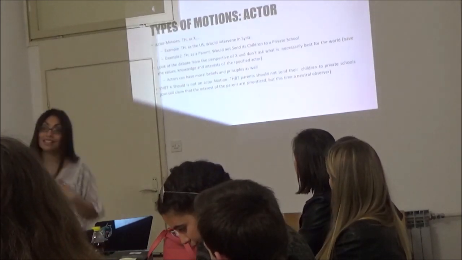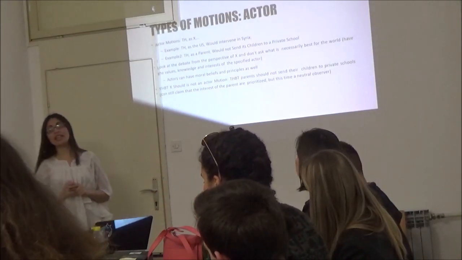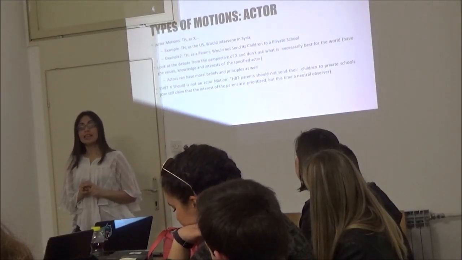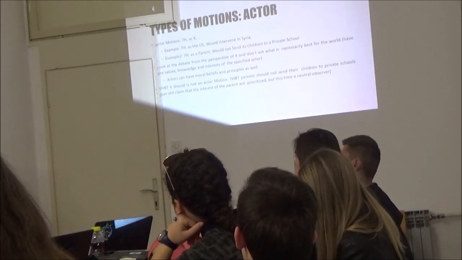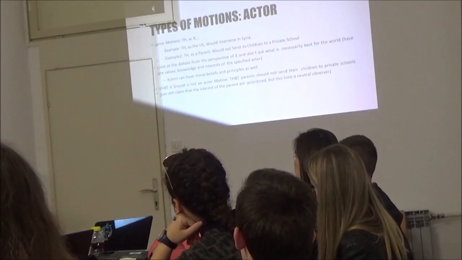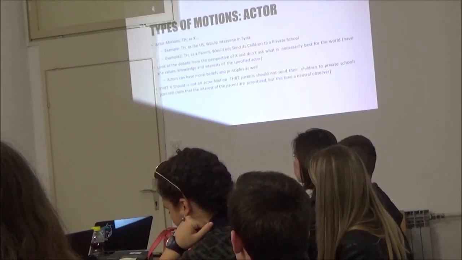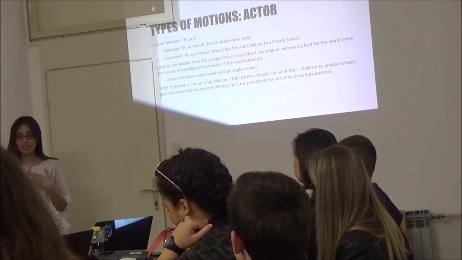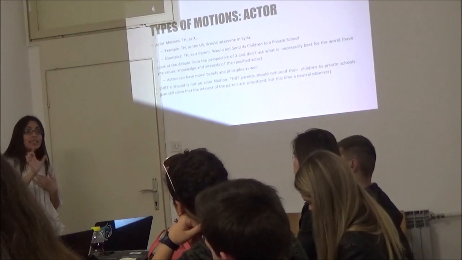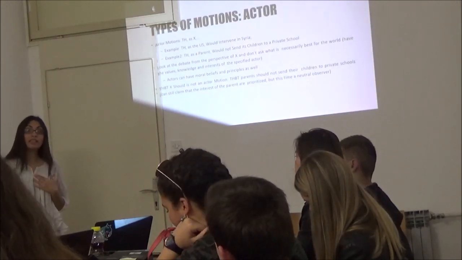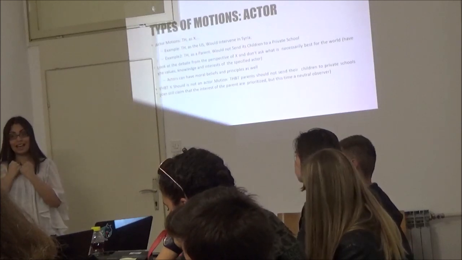Okay, we're in the last type of motion. The last type of motion is an actor motion. You have to be very careful when you look at how the motion has been worded. If the motion is worded as "this house, as X, should do something," that's very different to saying "this house should do something," right? If you're saying "as X," the perspective now is not a neutral observer. The perspective now is the actor.